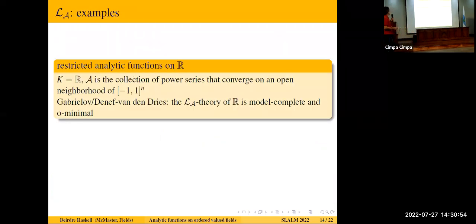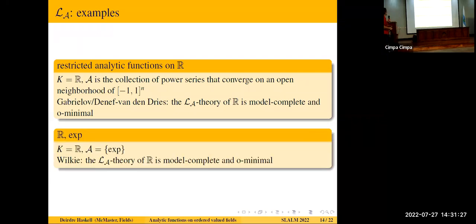Okay, so if we do this over the reals, and we take a collection of power series that converge on an open neighborhood of the unit box, which is a nice closed and bounded set, then this is the classical work of Gabrielov and van den Dries, who proved that the theory is model complete and o-minimal. Okay, that's not exactly the way it was expressed originally. That's the modern way of saying what they were doing.